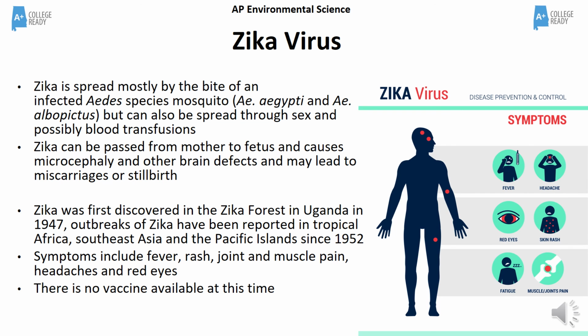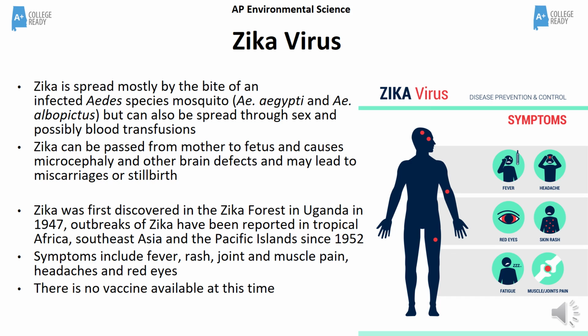Zika is a virus that is spread mostly by the bite of an infected Aedes species mosquito, but can also be spread through sex and possibly blood transfusions. Zika can also be passed from mother to fetus and causes a condition called microcephaly and other brain defects, and may also lead to miscarriages or stillbirths.